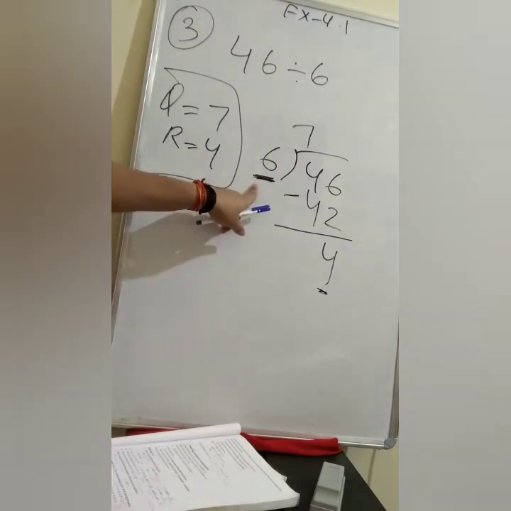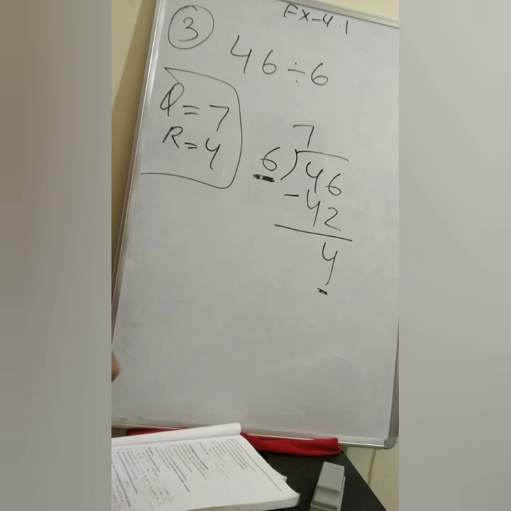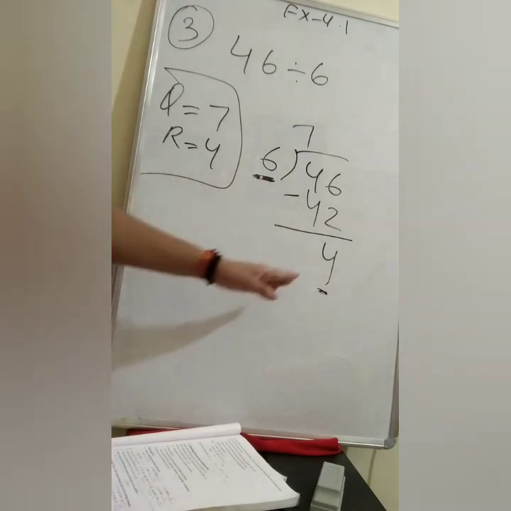Can you tell me any number which is less than 4 in the 6 table? No. 6 ones are 6. The lesser number is 6 only, because 6 multiplied by 1 is 6. 6 twos are 12. So will you get 4?